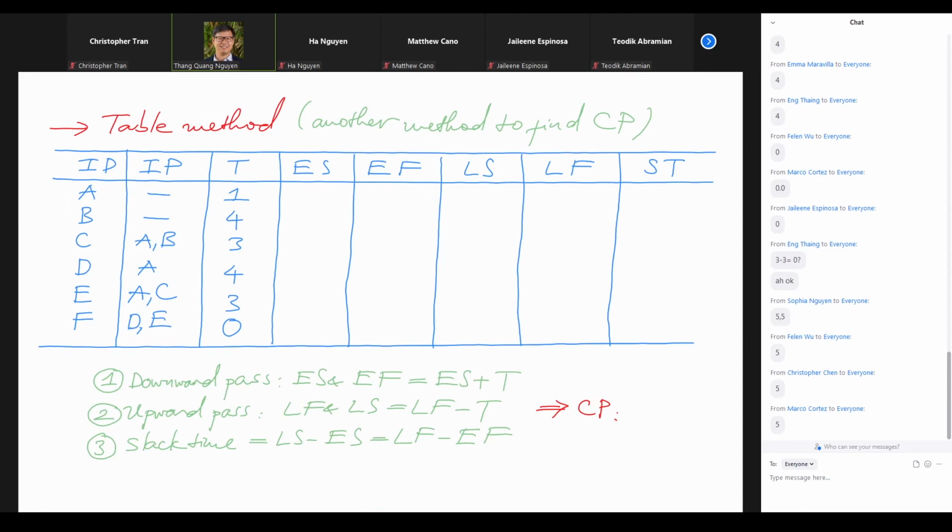Okay, so let's start from the earliest start and the earliest finish to do the downward pass. Then if we look at A, there's no requirement before A, so we can start A right away at 0. And it takes 1 week, so we go here by 1 week. So A is started right away, and A can be finished at the end of the first week as earliest. By the same token, B can be started right away, and then B can be finished at the end of the 4th week, so we have the 4 number here.